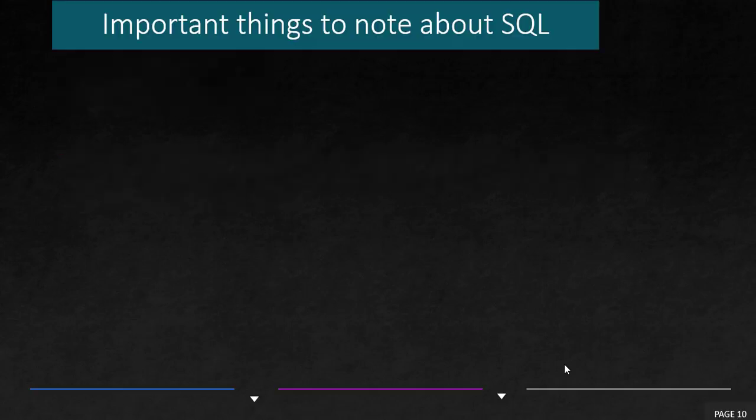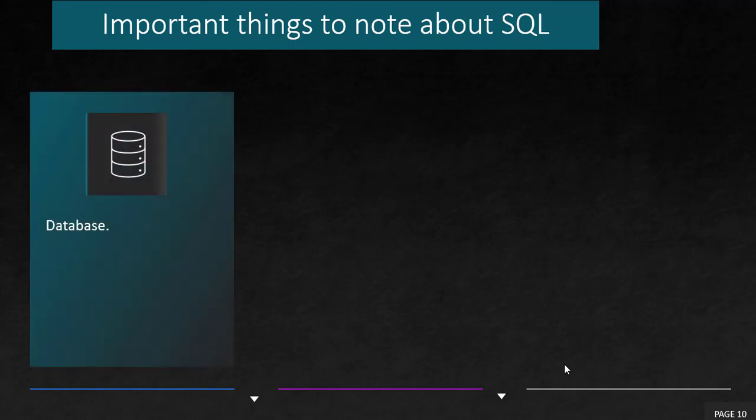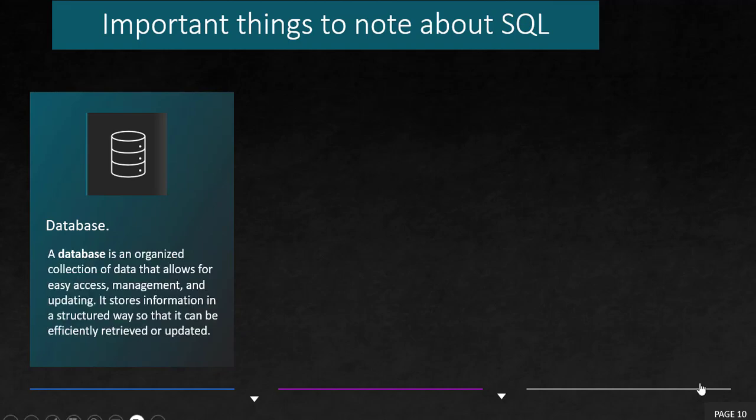Now, when it comes to SQL, there are important things you should note. The first one is the database. Like I said earlier, a database is an organized collection that allows for easy access, management and updates of your data. It stores information in a structured way so that it can be efficiently retrieved or updated. What does this mean simply? This means that basically a database is what is used to save or store your data. Remember, you generate data. Data is not just kept, it's not just allowed to fly anywhere. It's actually kept in a safe place where security and every other measure is in place. That place it is kept is called a database. So a database allows for easy retrieval, easy access, easy management of your data.